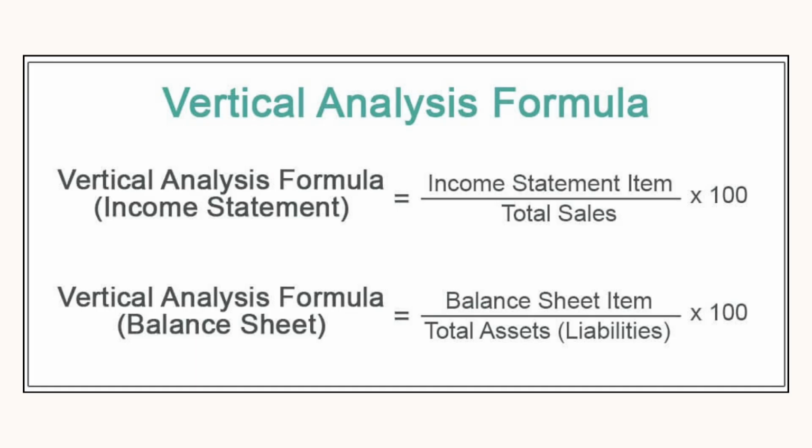Vertical analysis formula in income statement is equals to income statement item divided by total sales multiplied by 100. In balance sheet, vertical analysis formula is equals to balance sheet item divided by total assets or liabilities multiplied by 100.